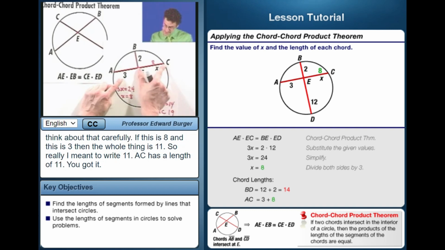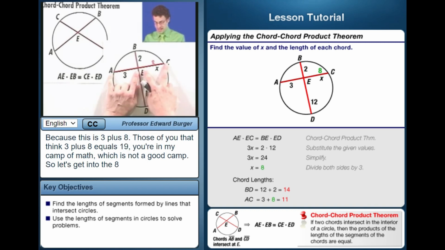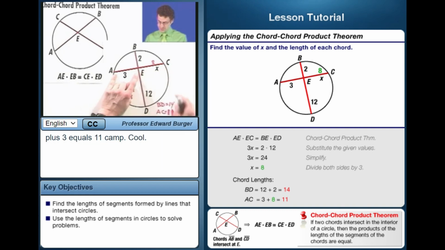If this is 8 and this is 3, then the whole thing is 11. So really, I meant to write 11. So AC has a length of 11. You got it, because this is 3 plus 8. Those of you who think that 3 plus 8 equals 19, you're in my camp of math, which is not a good camp. So let's get into the 8 plus 3 equals 11.